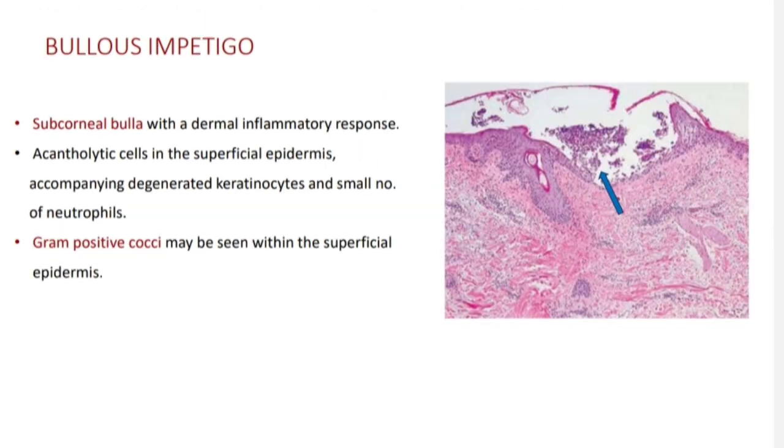Bullous impetigo, it also produces subcorneal bulla but with a dermal inflammatory response. The acantholytic cells in the superficial epidermis accompanying degenerated keratinocytes and small number of neutrophils are present. Here, in contrast to SSSS, gram-positive cocci may be seen within the superficial epidermis. The image shows subcorneal bulla seen in bullous impetigo.